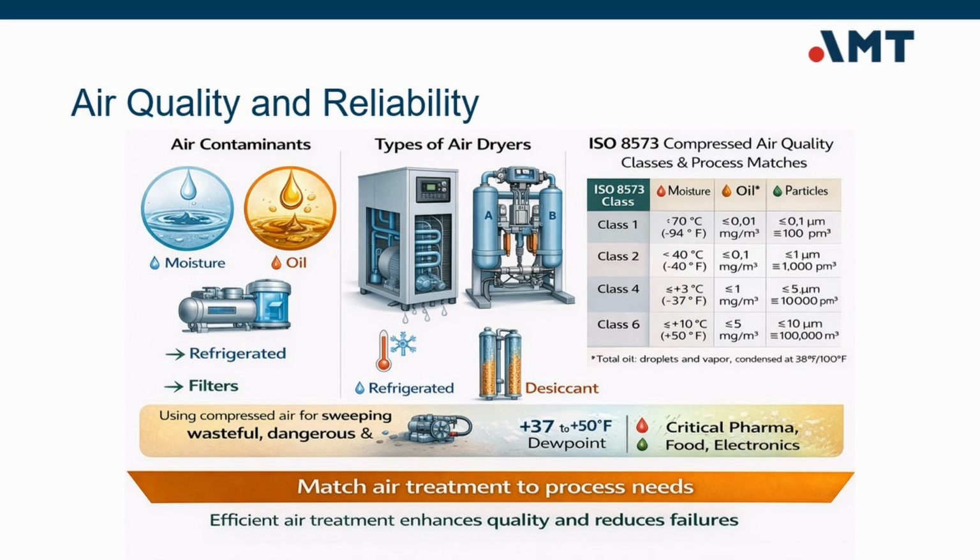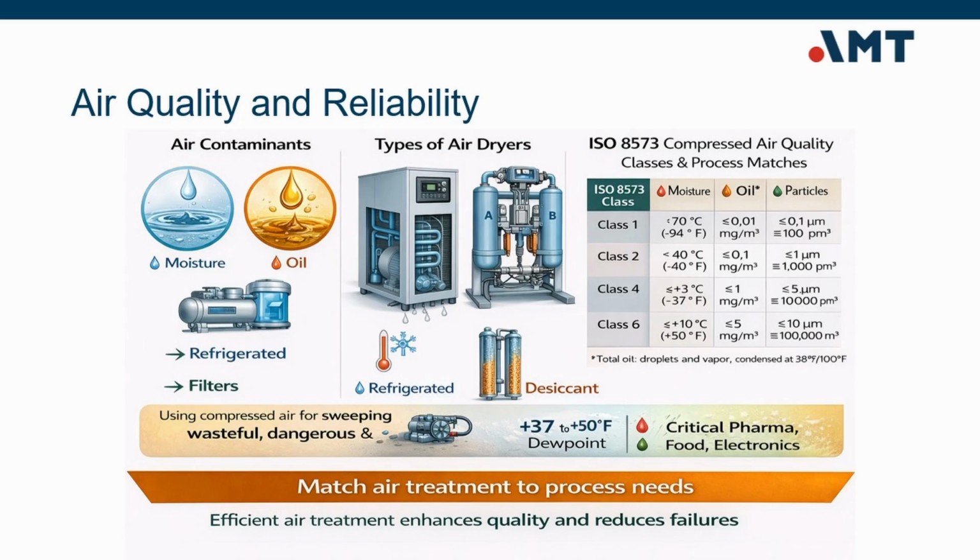Most facilities use refrigerated dryers, which typically produce a pressure dew point around 37 to 50 degrees Fahrenheit. That's suitable for many general industrial applications. For more demanding environments like critical pharma, food, or electronics, desiccant dryers are used to achieve much lower dew points. Air quality requirements are defined by ISO 8573, which classifies acceptable levels of moisture, oil, and particles, depending on the application. The key takeaway is this: not every process needs the same air quality level.